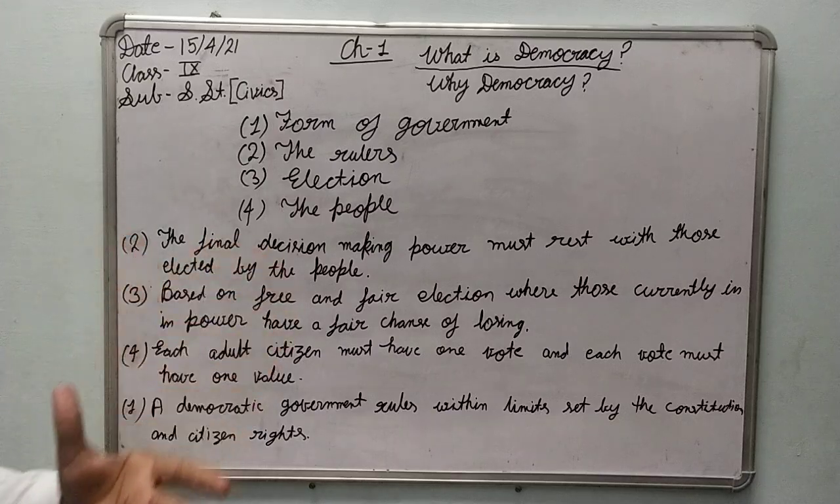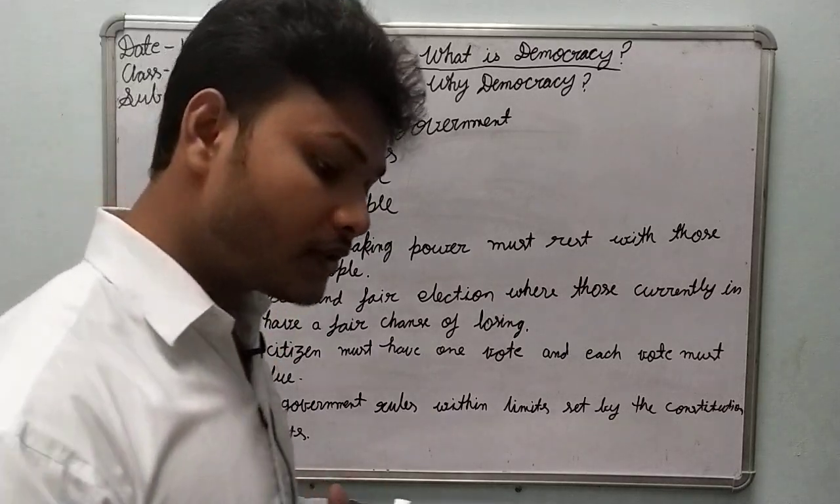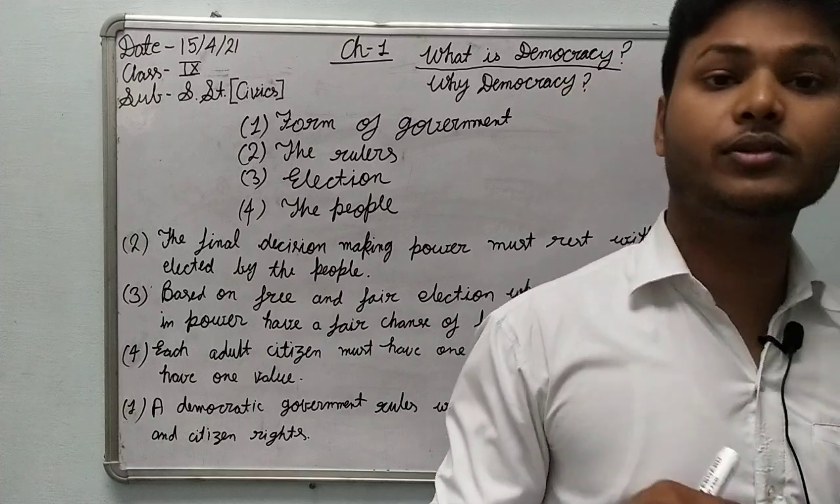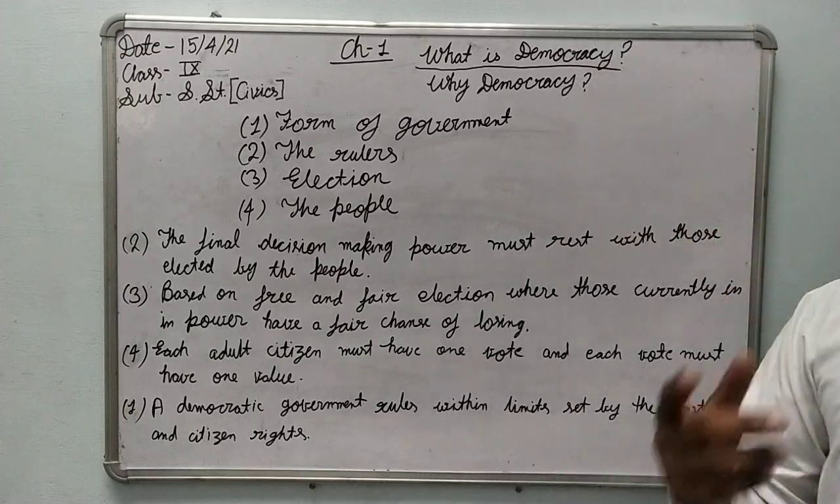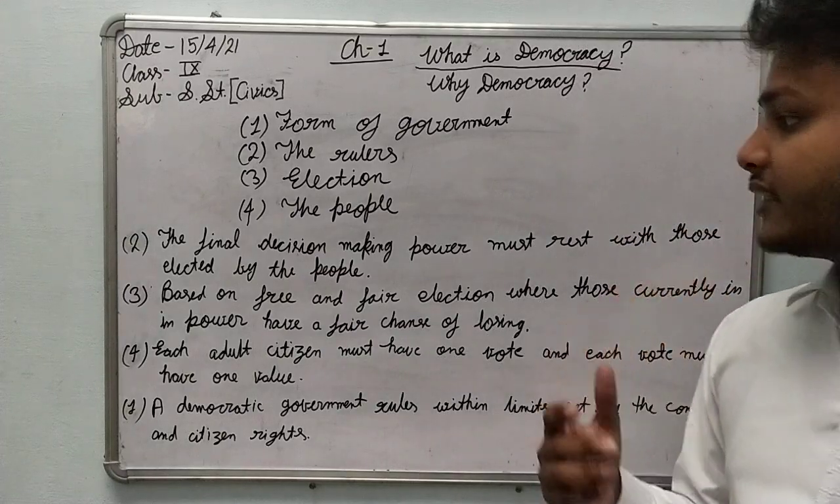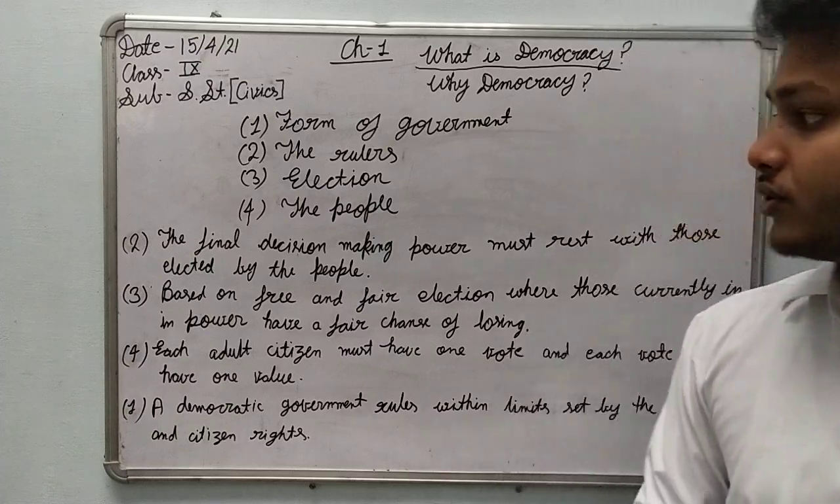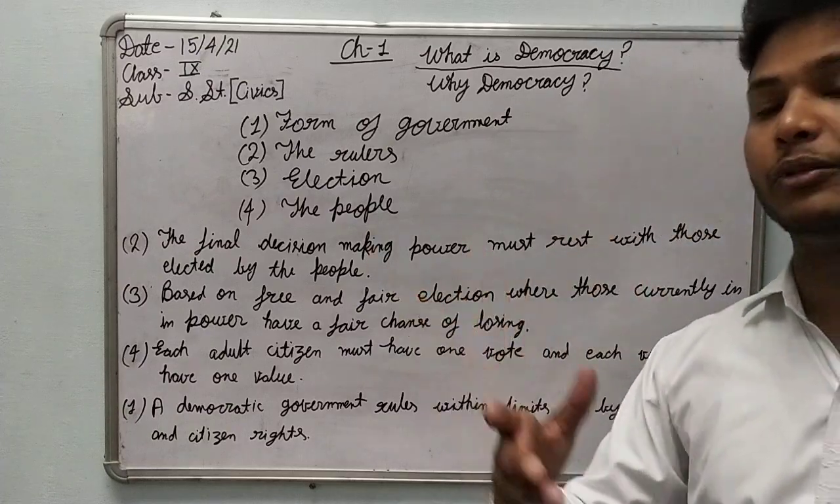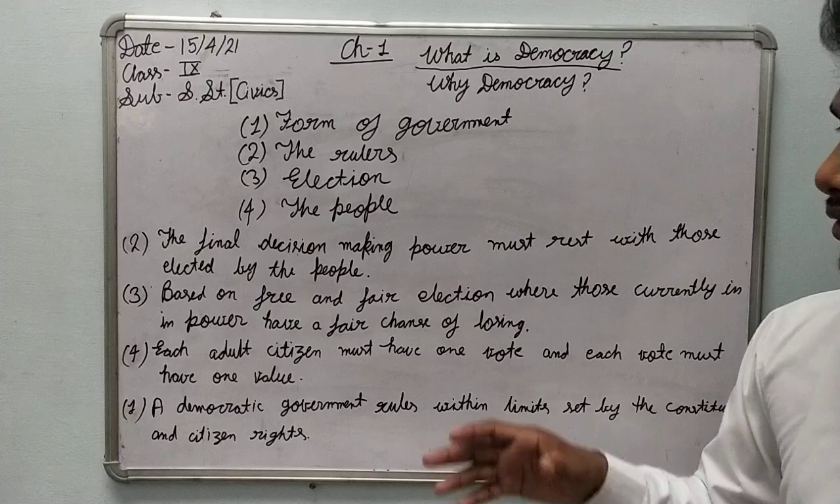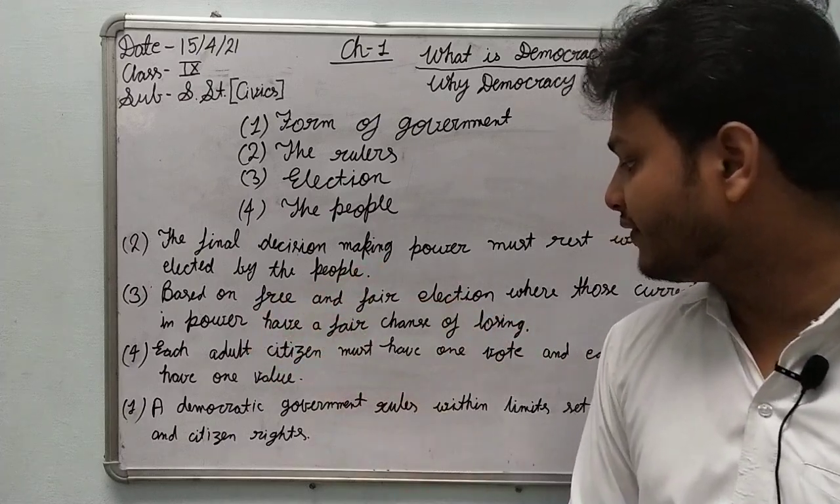That means which type of rulers will be there? The rulers will be elected by the people. The persons who are elected by the people have the power to take the final decision. So that type of government we can say is a democratic government. Second point, based on free and fair election.